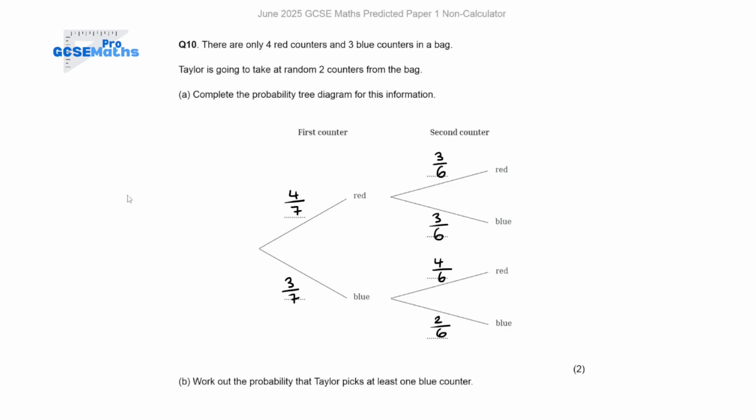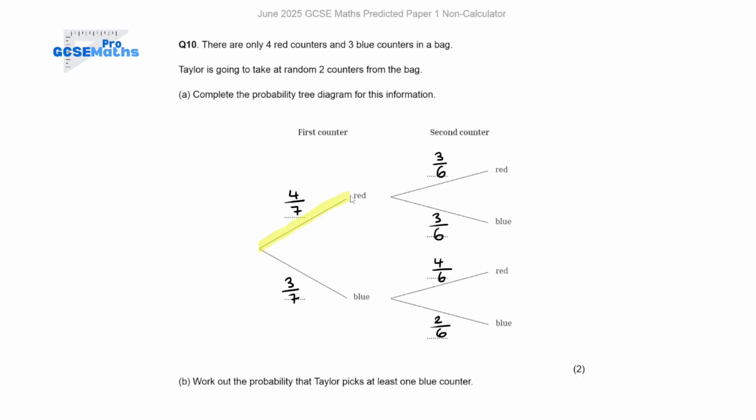So 2 marks for filling out the tree. Part B down here, work out the probability that Taylor picks at least 1 blue counter. Now there's 2 ways to do this. I realise in your exam you won't have highlighters, but I'm just going to demonstrate it with highlighters. If I were to highlight all the options that would satisfy picking at least 1 blue counter, I'll show you.